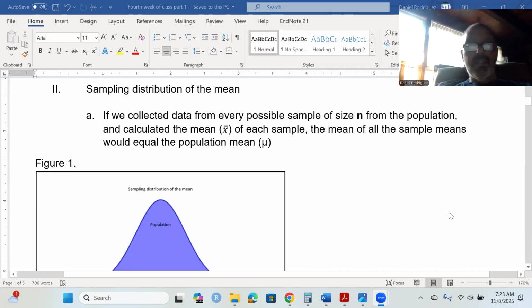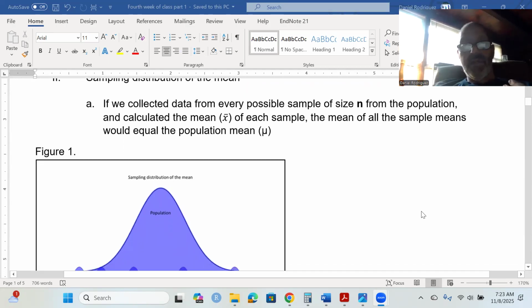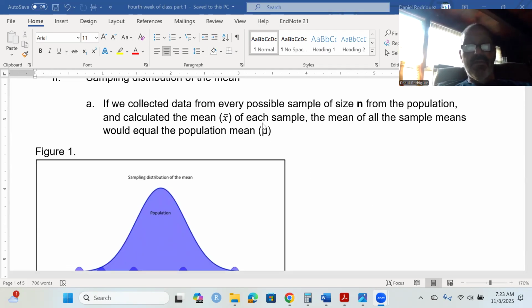Okay, let's take a look at the sampling distribution of the mean. This is going to come into play as we move forward. If you'll recall, the population values have Greek letters and sample values have Latin letters.